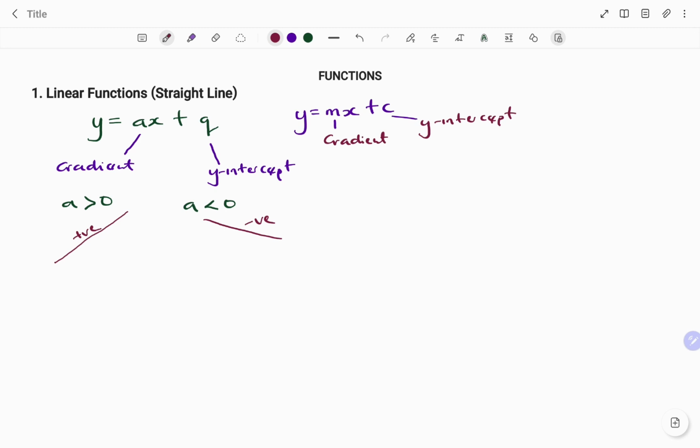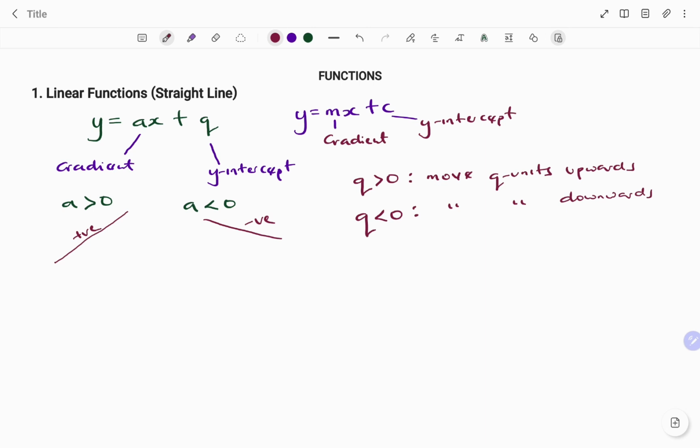The value of q, on the other end, determines whether your graph is moving upwards or downwards. So if the value of q or your c is greater than 0, what that means is my graph has shifted q units upwards. And if the value of q is negative or less than 0, what that means is my graph has moved q units downwards.